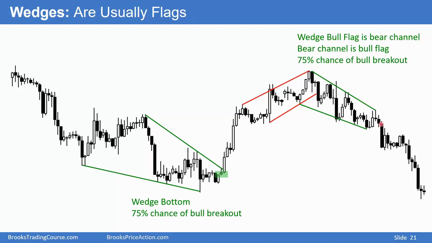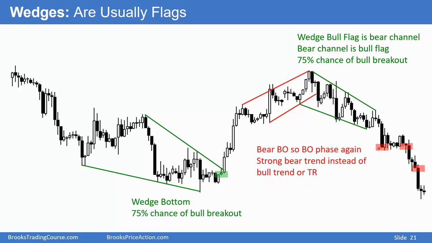This is that 25% chance. An attempt at a wedge bottom near support, the first pullback after a strong bull breakout. Instead of reversing up above the bull channel, which it does 75% of the time, we have a successful bear breakout, which we get 25% of the time.